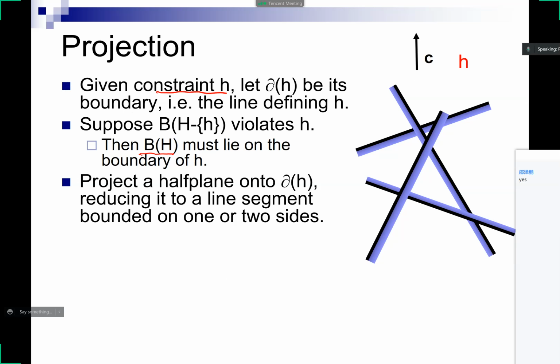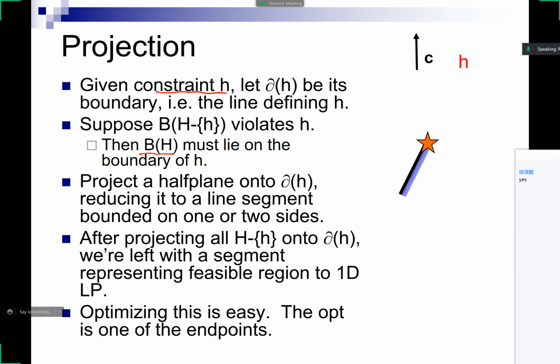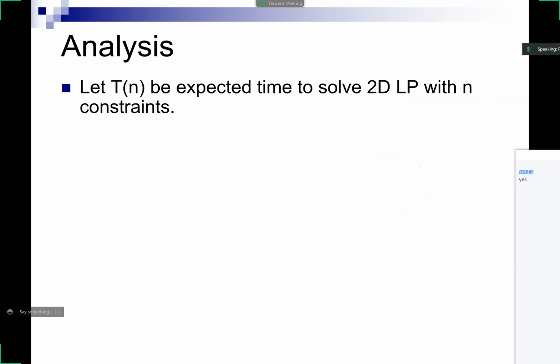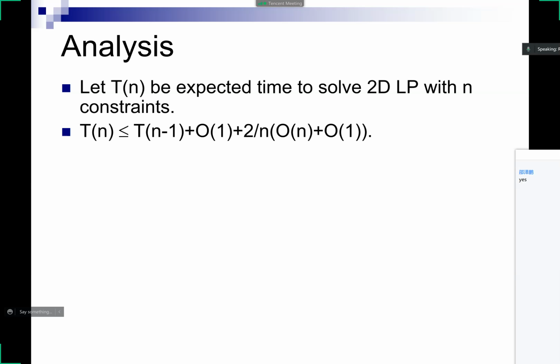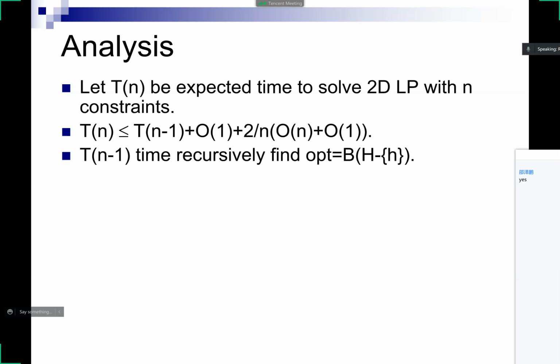All right, so next we're going to analyze this algorithm and see what its time complexity is. Because this is a randomized algorithm, we're going to analyze the expected time complexity. So let T of n be the expected time to solve a 2D LP where you have n constraints. The claim is that T of n is going to satisfy this equation over here. Let me explain what all the terms in this equation are.